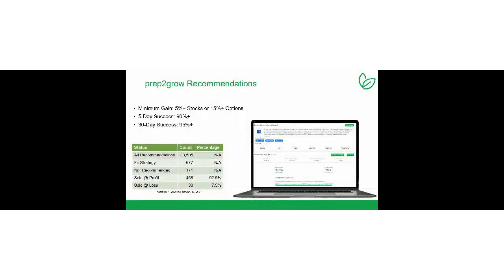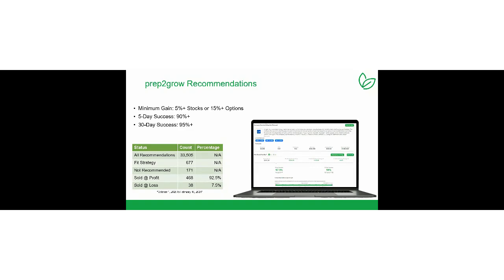So what does this mean? What is something that meets the Preptogo strategy? It's 3 things. It's got to have a minimum gain. It's got to have a 5-day success rate of 90% plus. The 5-day success rate is something new that we added in about 2 to 3 weeks ago. Since we're recommending shorter expirations, we wanted to make sure folks knew what the success rate of those were. So if they're looking at one that's 30 days out and it has a 45% success rate, probably not a good buy. So we added this in to make sure folks knew what the success rate was within 5 days.